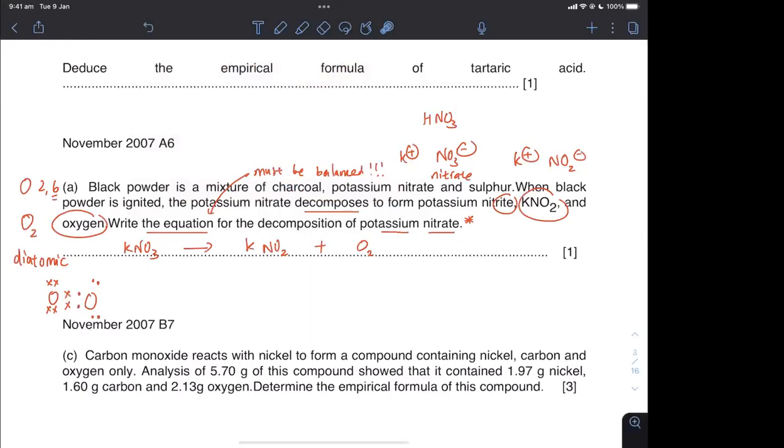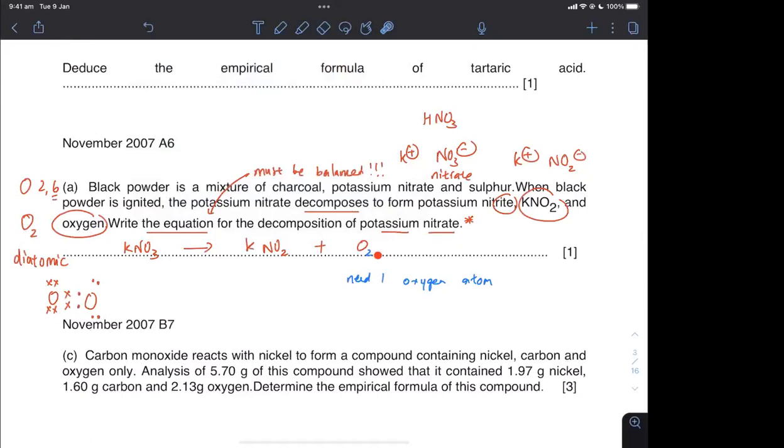Because potassium is balanced, 1 K and 1 K, 1 nitrogen and 1 nitrogen, 3 oxygen total on the left, 2 oxygen here, plus 2 oxygen is 4 oxygens. Anything which is not balanced, you get kicked out immediately. Okay, so I just need 1 oxygen atom, but I have an oxygen molecule. So what some students try to do, they try to be clever, they just write like this. Nope, that is wrong because oxygen exists as a diatomic molecule.